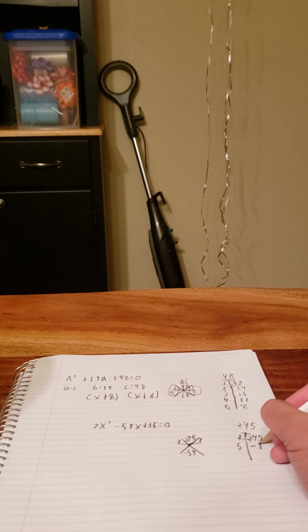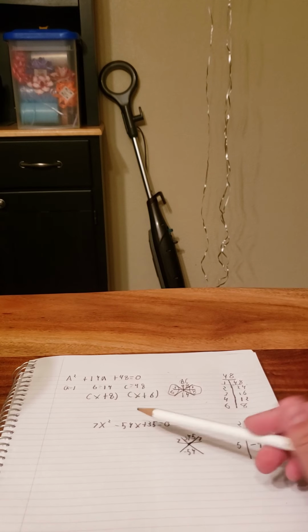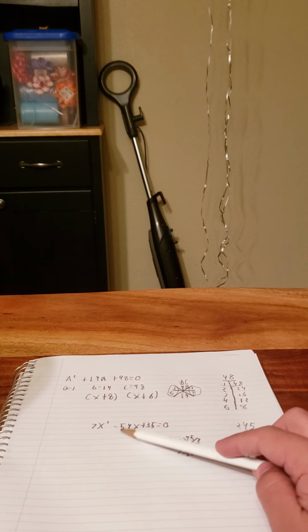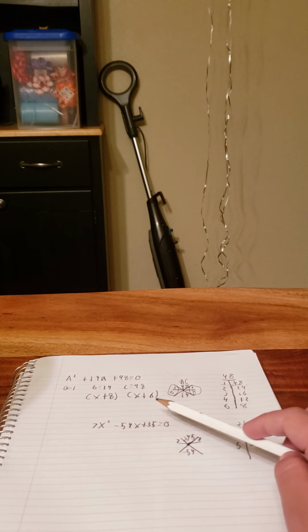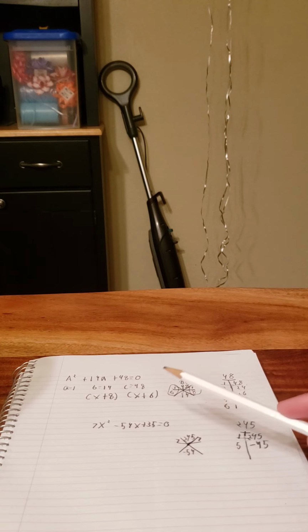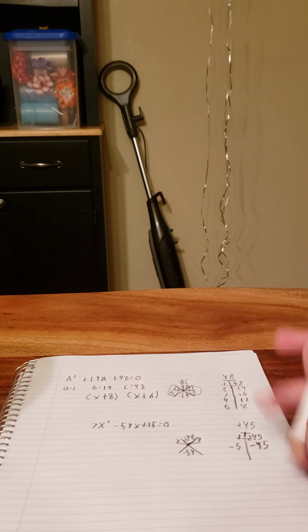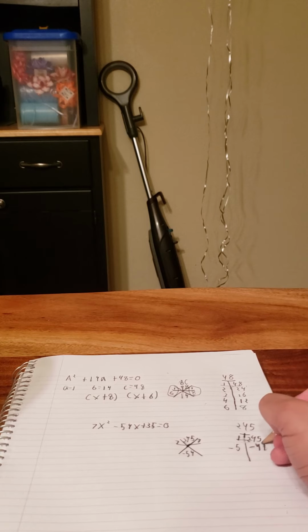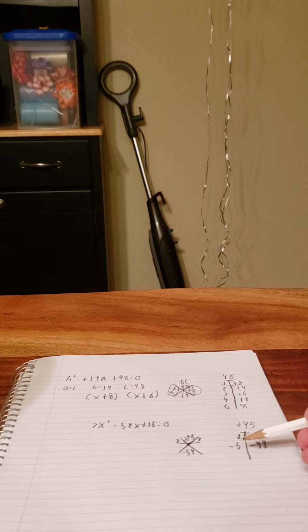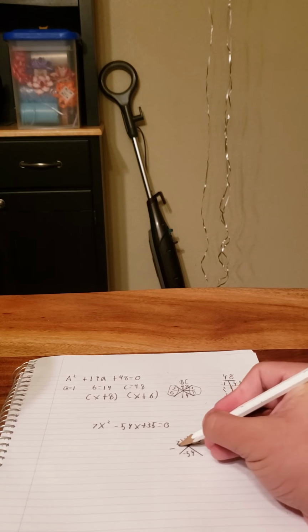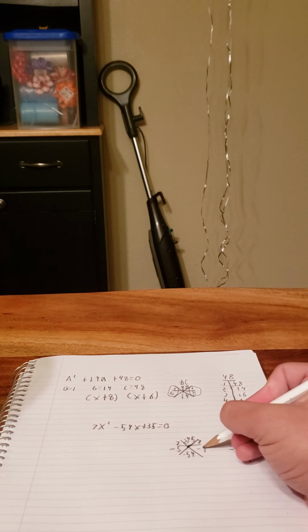And one thing to note about this problem is that since c is positive and b is negative, that will always mean the two factors have to be negative. So it's got to be negative 5 and negative 49, multiplied to equal 245. So this winds up adding to be negative 54.